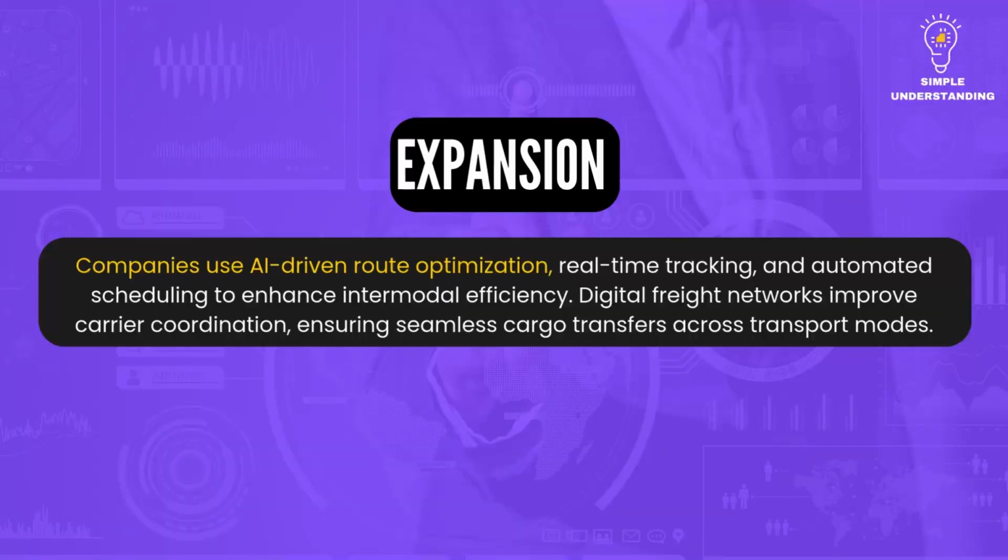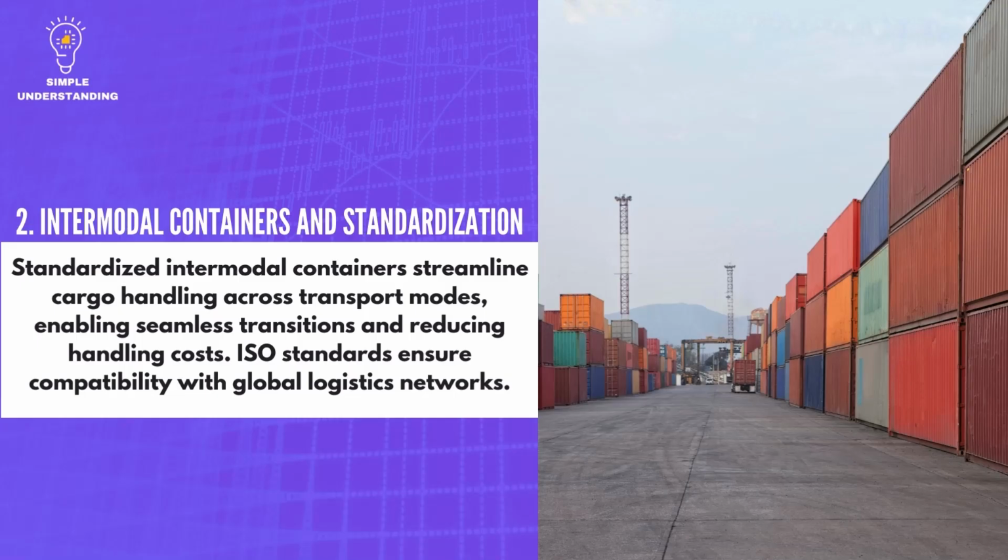Expansion. Companies use AI-driven route optimization, real-time tracking, and automated scheduling to enhance intermodal efficiency. Digital freight networks improve carrier coordination, ensuring seamless cargo transfers across transport modes. 2. Intermodal containers and standardization. Explanation. Standardized intermodal containers streamline cargo handling across transport modes, enabling seamless transitions and reducing handling costs.